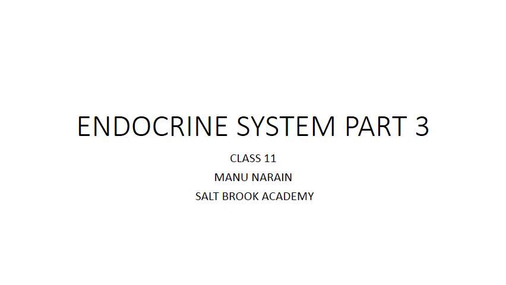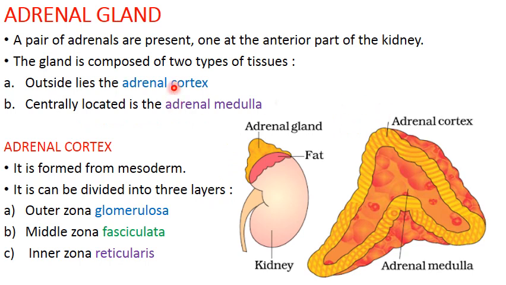So we are starting the next part of this same chapter, that is the endocrine. Now coming to the next endocrine gland, that is the adrenal gland. This is one of the most important glands in our body. So we have a pair of adrenals present at the upper part of the kidneys.